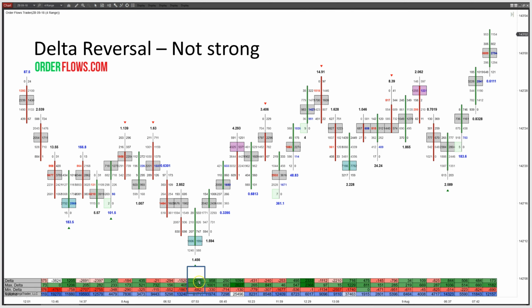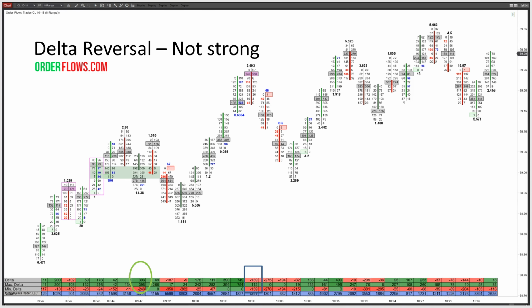The positive delta, the max delta, and the final delta, that's what I like to see. Over 1,000 in a 4-range bond chart, I would consider strong. Because otherwise, you're going to start reading into it. You're going to start seeing it all the time when it's really not necessarily there. But again, that's a decision you have to make.